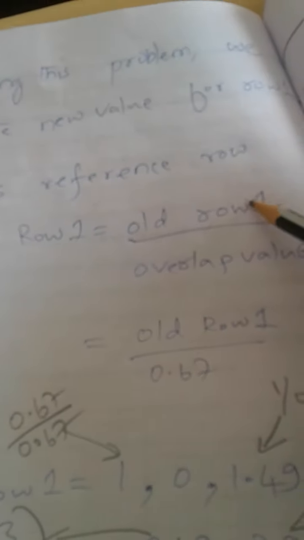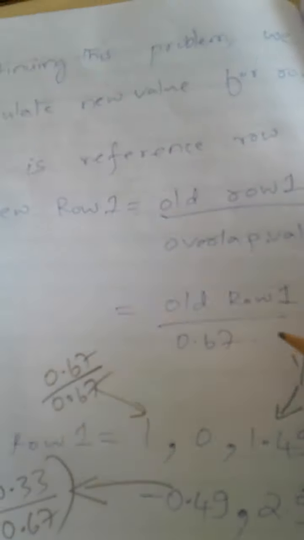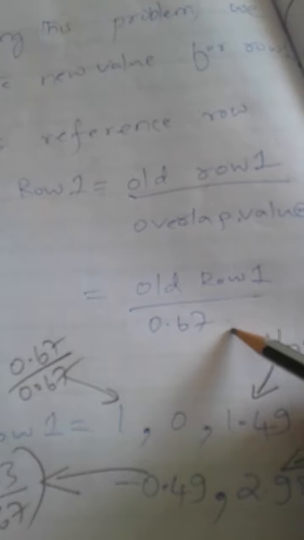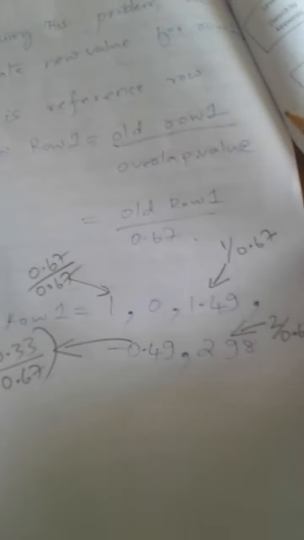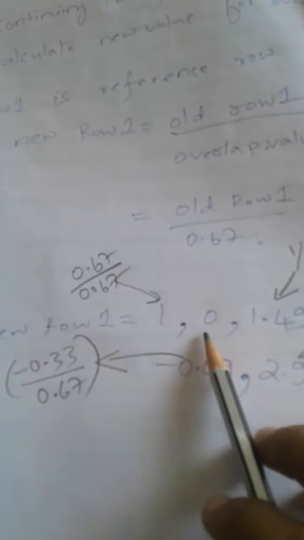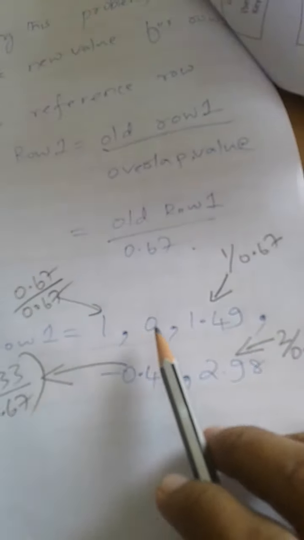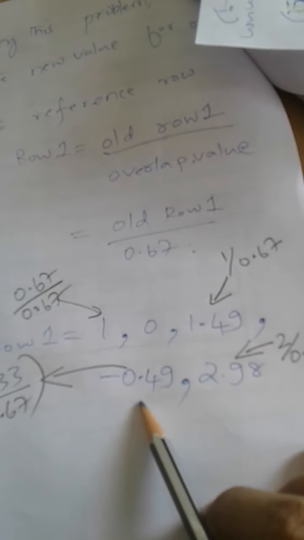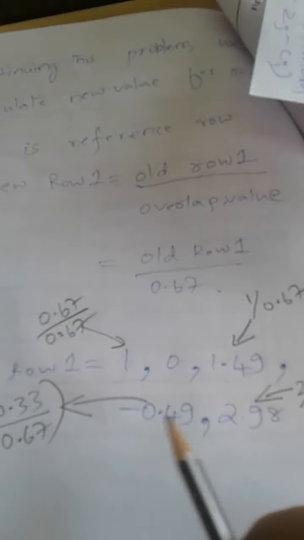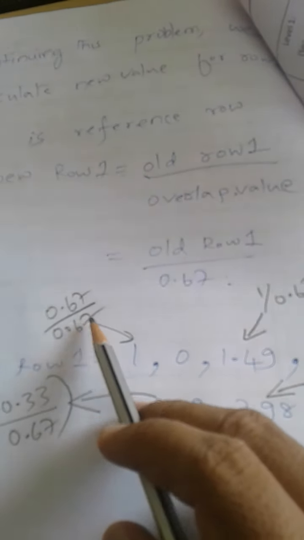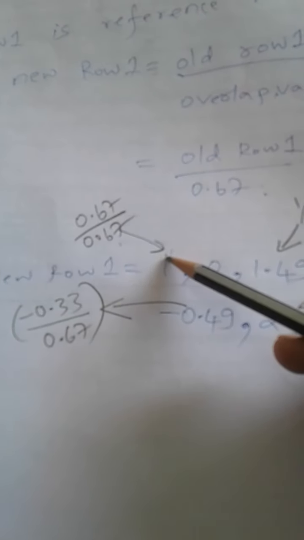New row 1 is equal to old row 1 divided by the overlap value. Old row 1 divided by 0.67 would be the new row 1. By doing that we will get all these values: 1, 0, 1.49, minus 0.49 and 2.98, and this is the reason for that 0.67. I am just going to the previous page. 0.67 divided by the same value will be 1, which is written here.